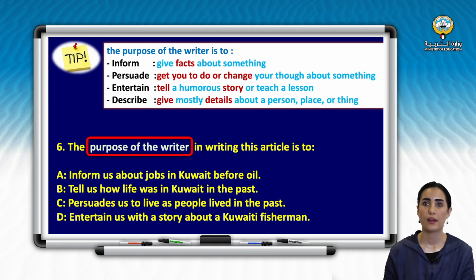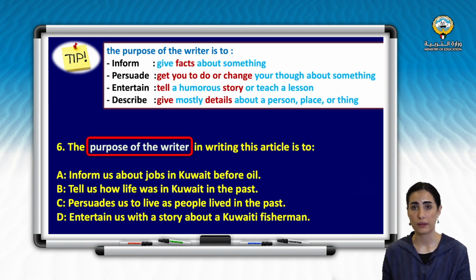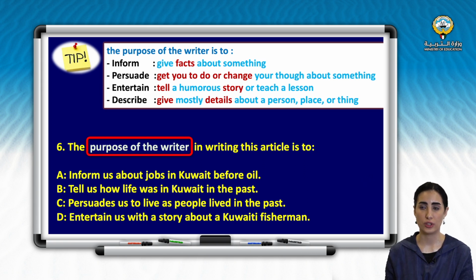Number 6, the purpose of the writer in writing this article is to either A, inform us about jobs in Kuwait before oil, B, tell us how life was in Kuwait in the past, C, persuade us to live as people lived in the past, D, entertain us with a story about a Kuwaiti fisherman.